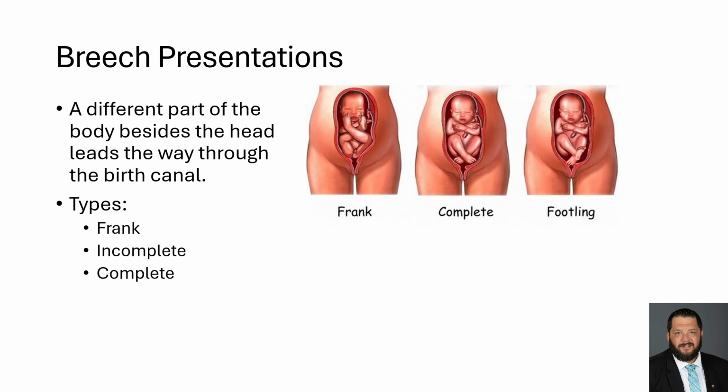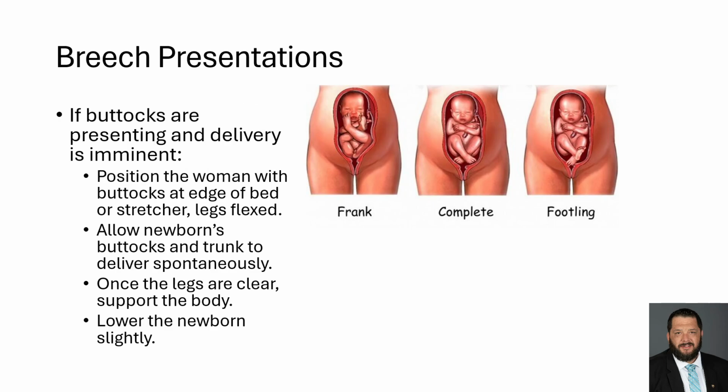There are different types of breech presentation, and each of these indicates a position presenting at the vaginal opening or through the birth canal other than the top of the baby's head. We've got frank breech, which is where the buttocks present, a complete breech, or a footling breech where a foot may present. If the buttocks are presenting and delivery is imminent, position the woman with her buttocks at the edge of the bed or stretcher and legs flexed. This will allow the newborn's buttocks and trunk to deliver spontaneously. Once the legs are clear, you'll want to support the body and lower the newborn slightly.